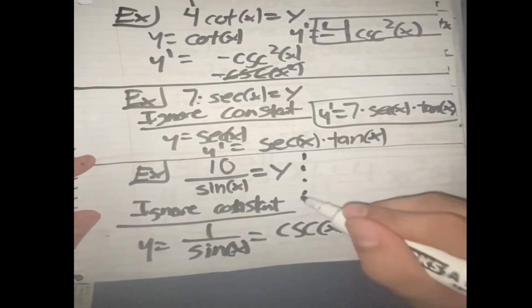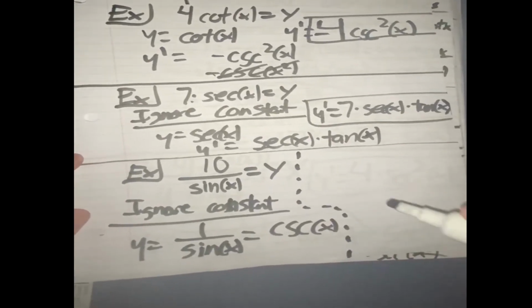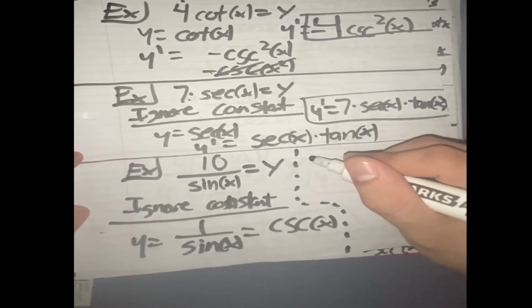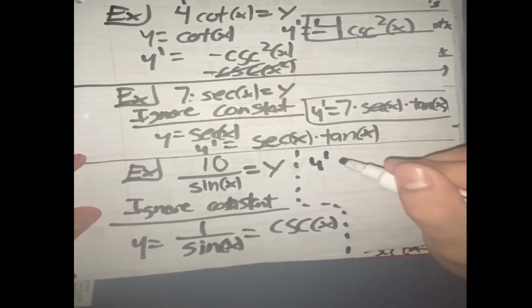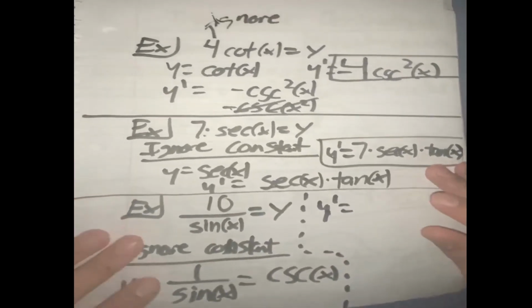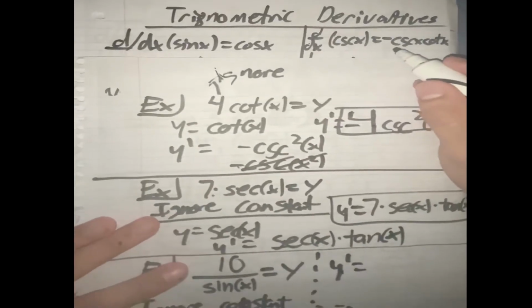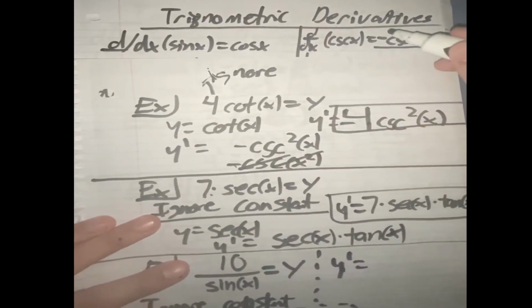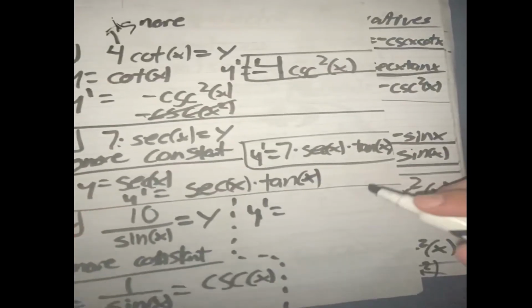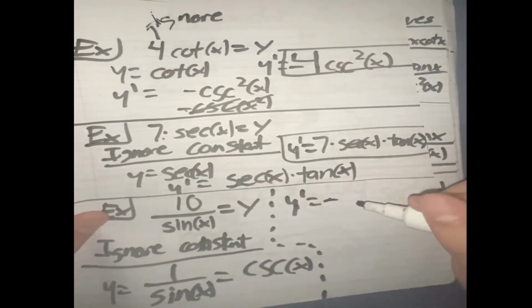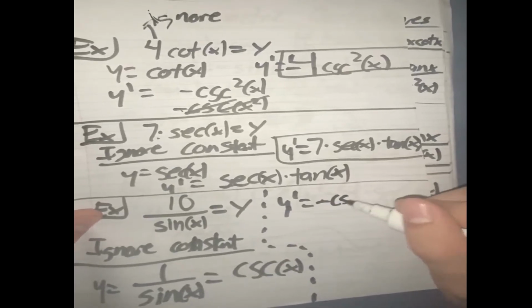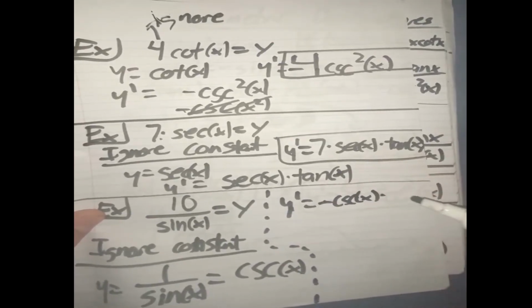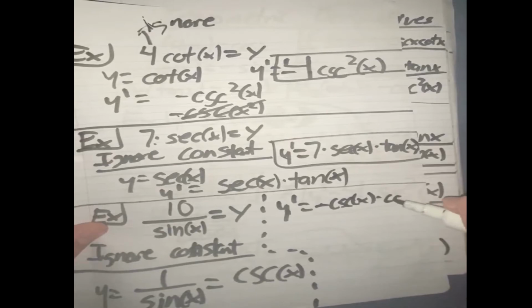So now the next step is to take the derivative of cosecant of x. So y prime is equal to the derivative of cosecant x, which we have right here: negative cosecant x times cotangent x. Do not forget the negative sign, because it does happen to a lot of people.